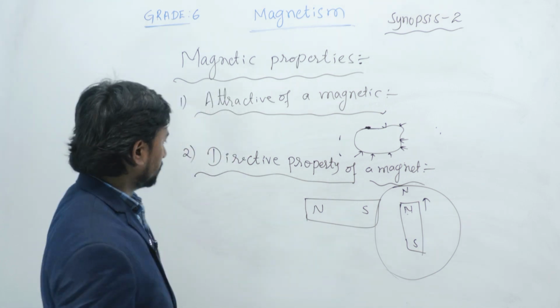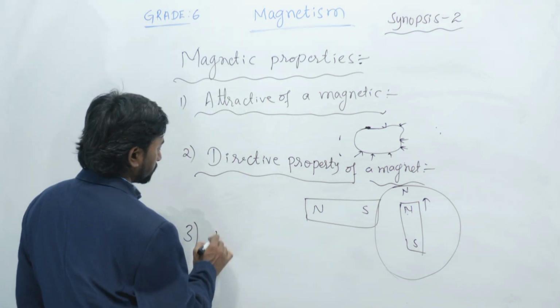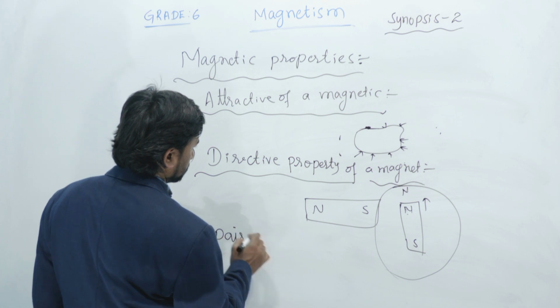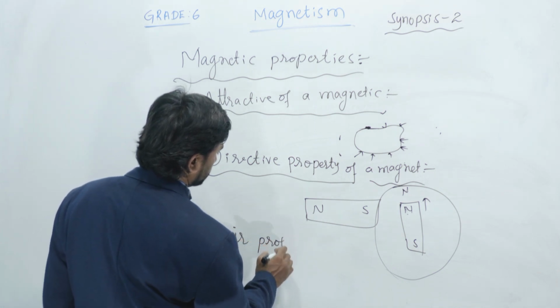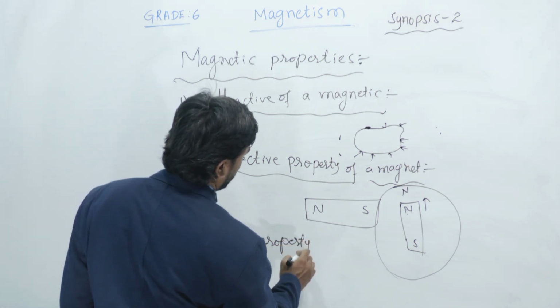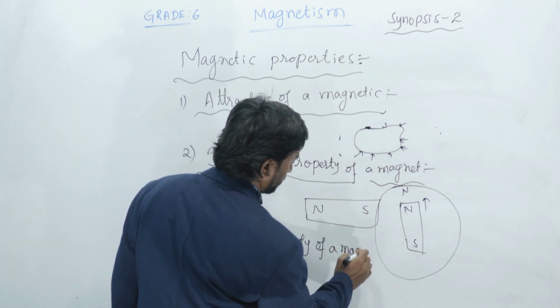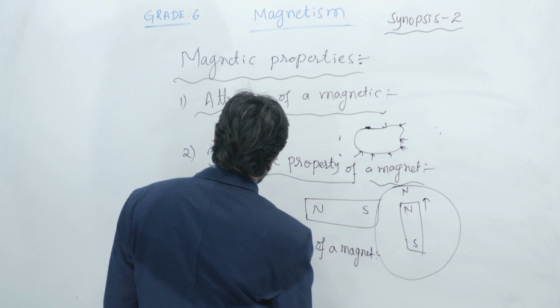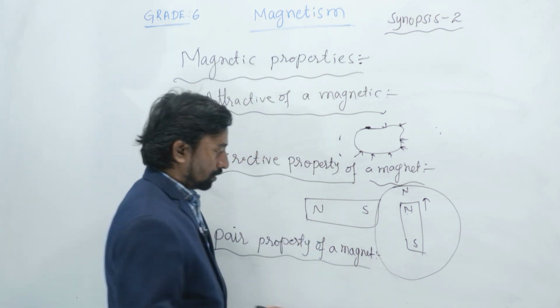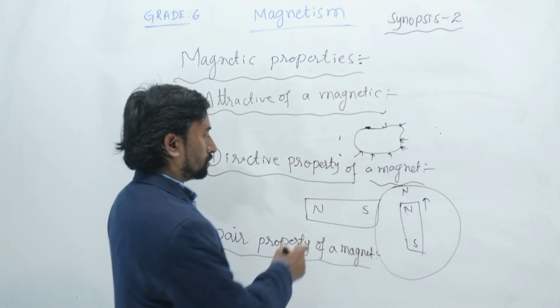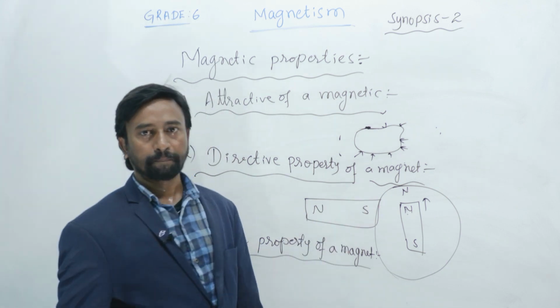And one more property, the pair property of a magnet. Pair property means the bar magnet has two poles, north pole and south pole.